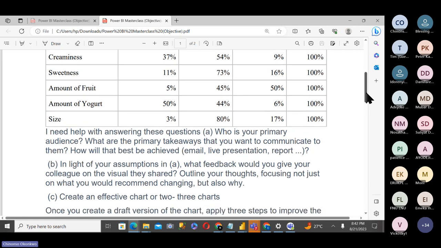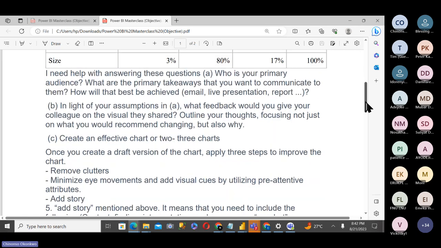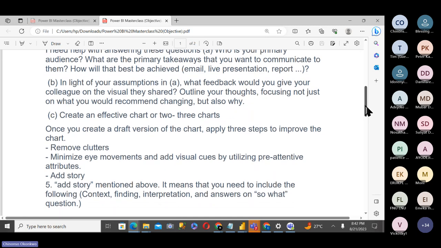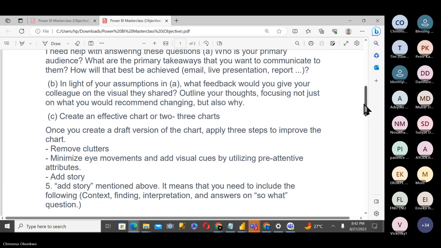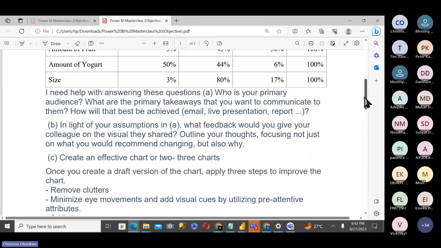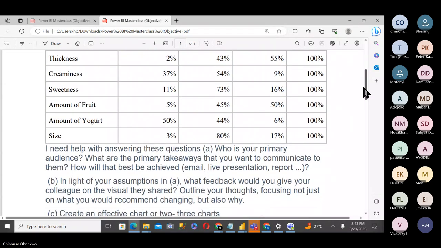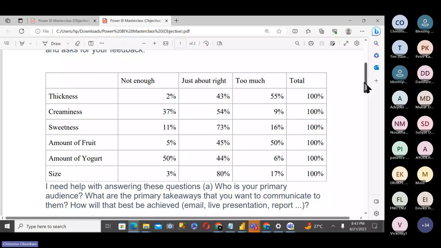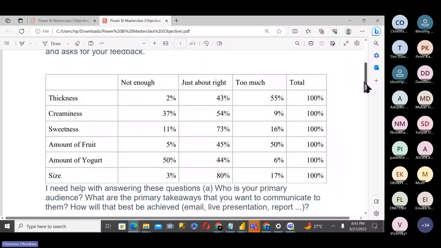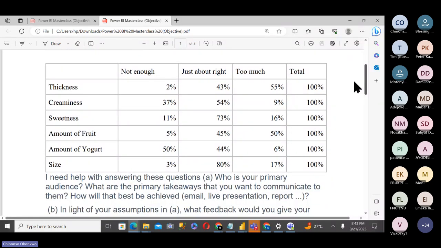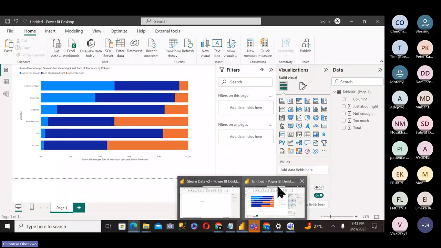So let's go back to this. We should keep note that we have to remove clutter, minimize eye movements, and add story. So our audience now is the head of the product team. What I want to communicate with them is: what is this data telling us about the product? What should they include? What should they remove? What should they do relating to the product based on what people are saying in the taste test analysis? So let's go back to Power BI.